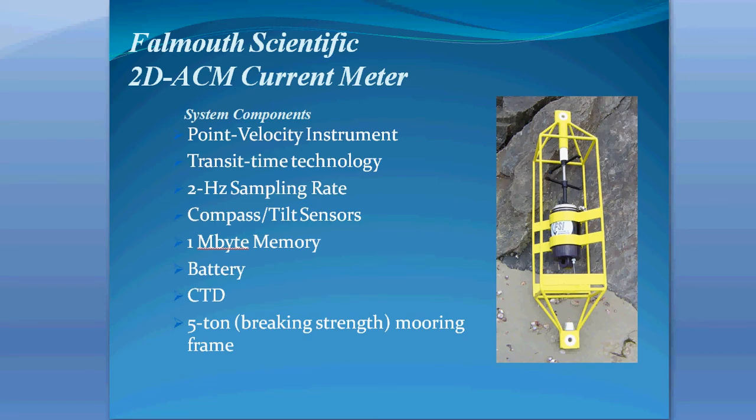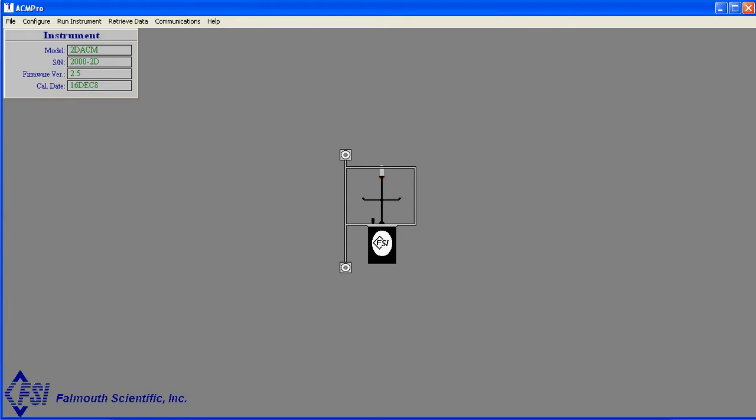This is the third in a series of videos highlighting the deployment of a Falmouth Scientific two-dimensional acoustic current meter in Buzzards Bay in Massachusetts near the west end of the Cape Cod Canal. In the previous video we described the deployment and how we configured and deployed the instrument using FSI's ACM Pro software. Here we're going to use the same software to offload the memory of the instrument after the deployment and save the data file for further analysis.